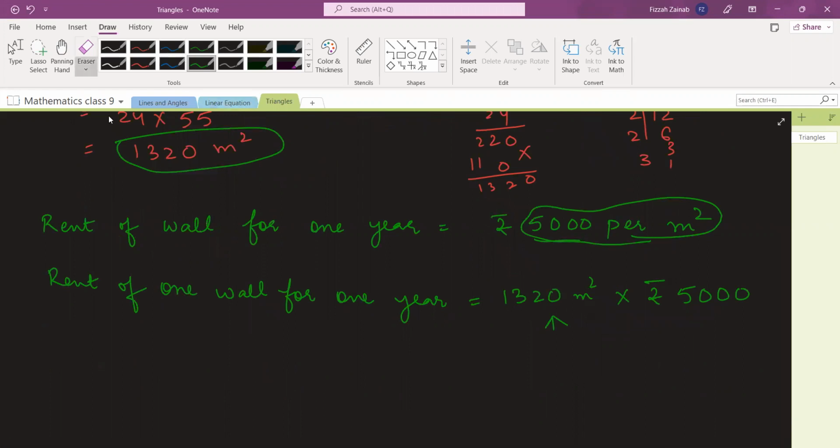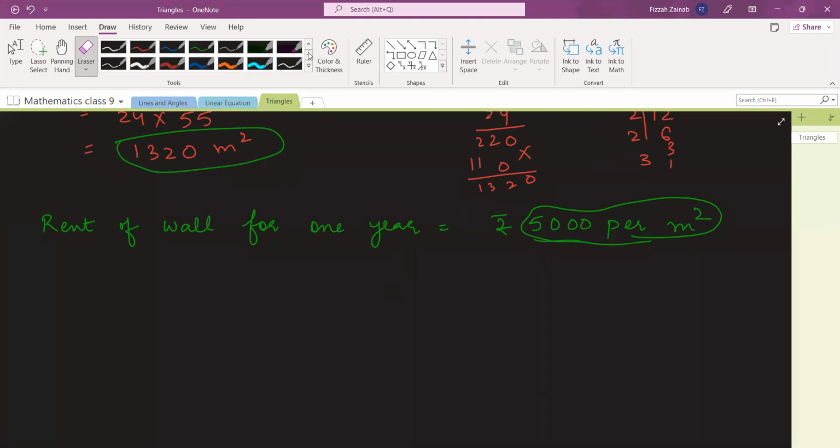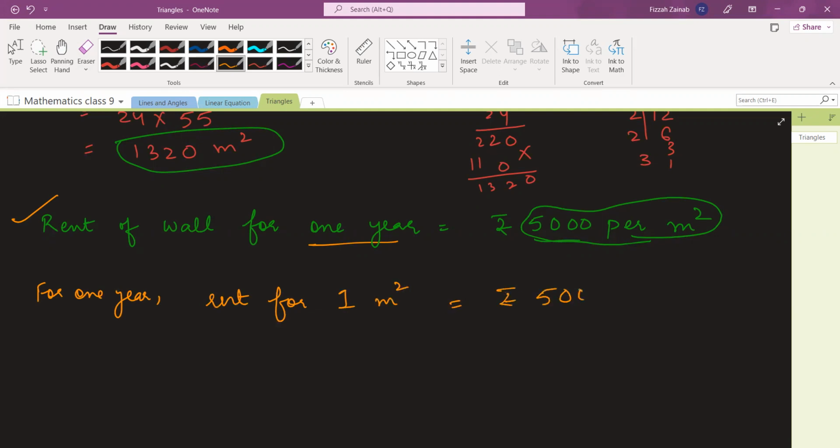Or you can use the unitary method also. If you are confused, just do it this way. It will make things clear for you. So basically this is given in the question that for 1 year, this much is the rent. Okay, so you write, for 1 year, rent for 1 meter square is equal to rupees 5,000. Is that clear?